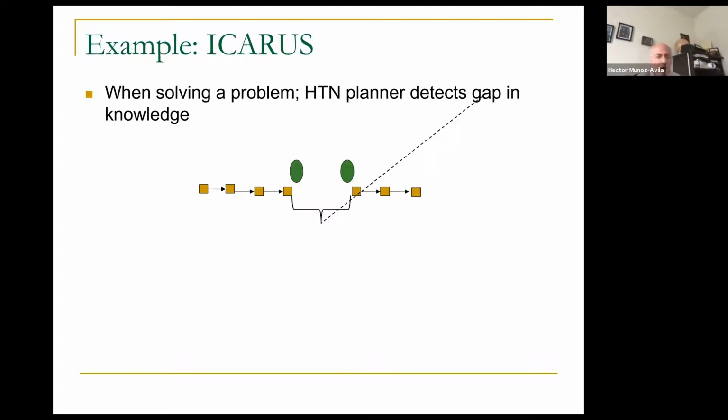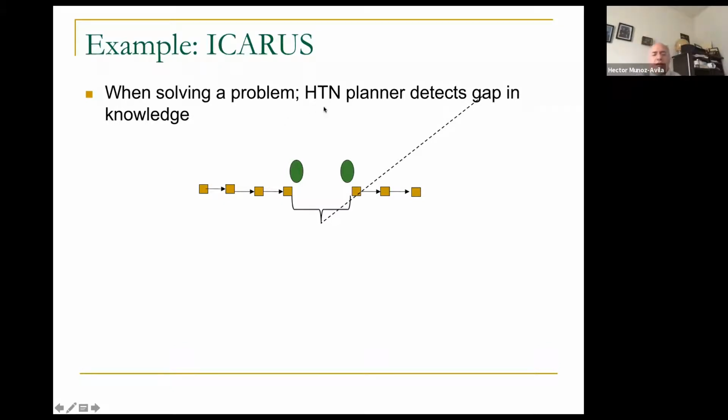There are SOAR, ACT-R, ICARUS, many others, and many of those use these hierarchical representations. So this is one of those. ICARUS is a cognitive architecture, so it's using long-term and short-term memory and all of these things that they model. But there is this component where they're trying to learn a hierarchical task network. And this is how they do it.